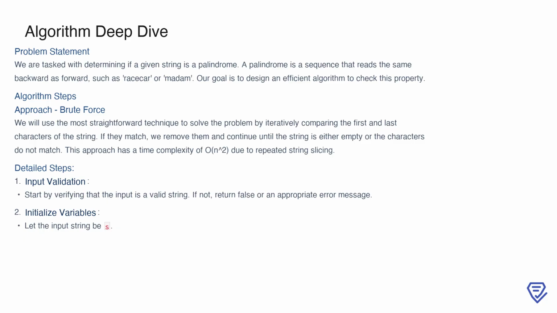Here, we iteratively compare the first and last characters of the string. If they match, we remove both characters and continue the process until the string becomes empty or a mismatch is found. This method, while straightforward, involves repeated string slicing, which makes it computationally expensive, with a time complexity of O(n squared). The steps include validating the input to ensure it's a string. Once validated, we initialize the string variable, which will undergo iterative processing in the next steps.